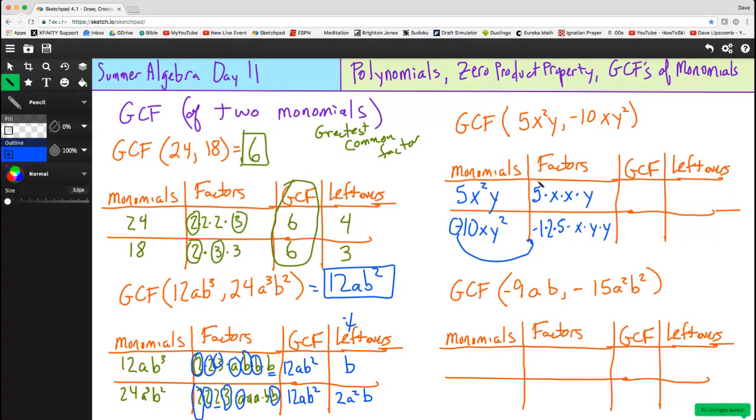Okay, so our GCF here, what matches is our 5. The -1 doesn't match a -1 on top. So we have our 5, we have 1x, and we have 1y. So our GCF is 5xy with a leftover of x on top. And then on the bottom, we have -1 times -2y, which is -2y.